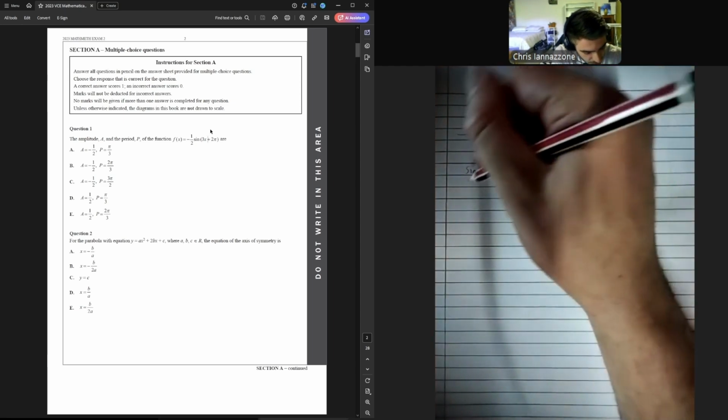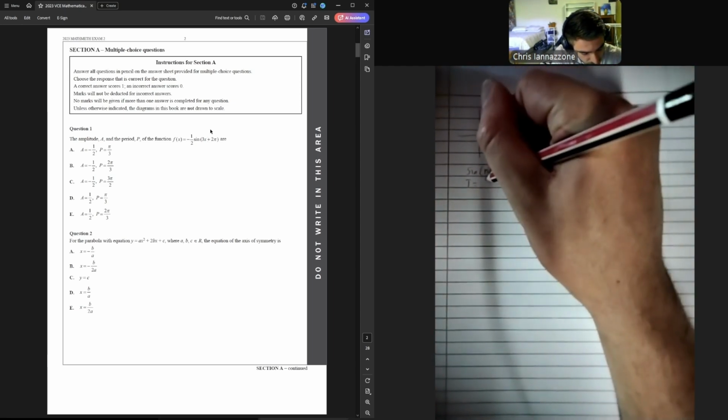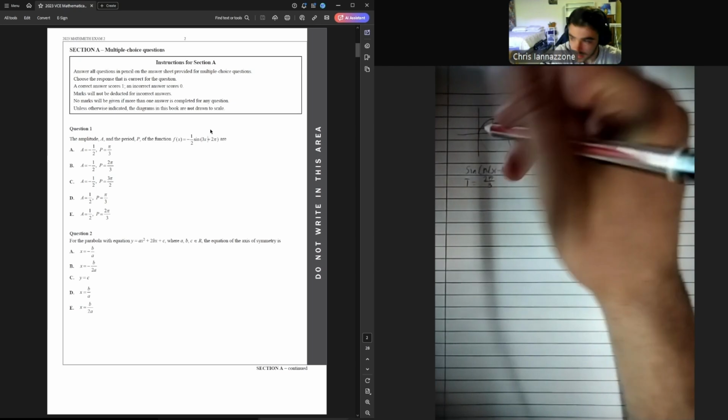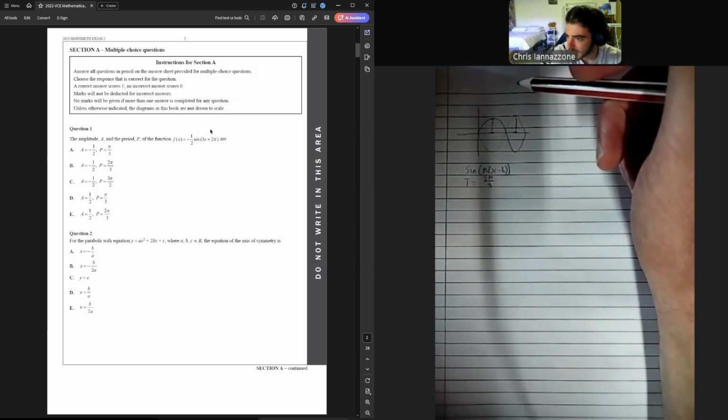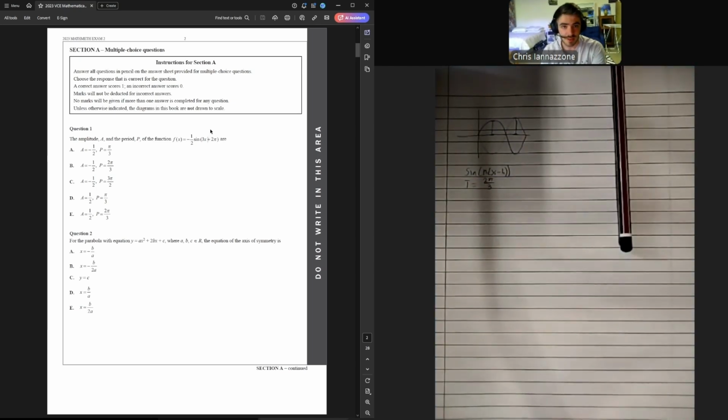So in this case, the period, capital T, must therefore be 2 pi on 3, since in this case n is 3. And that gives us the only possible answer of E.